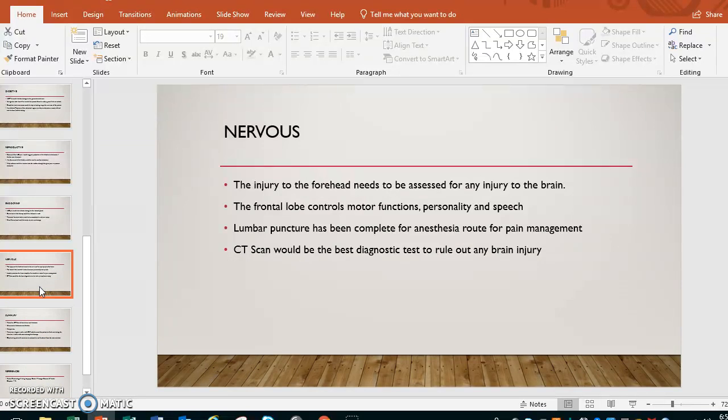Nervous system: the injury to the forehead needs to be assessed for any injury to the brain. The frontal lobe controls motor function, personality, speech. A lumbar puncture could be completed for an anesthetic route for pain management. A CT scan would be the best diagnostic test to rule out any brain injury.